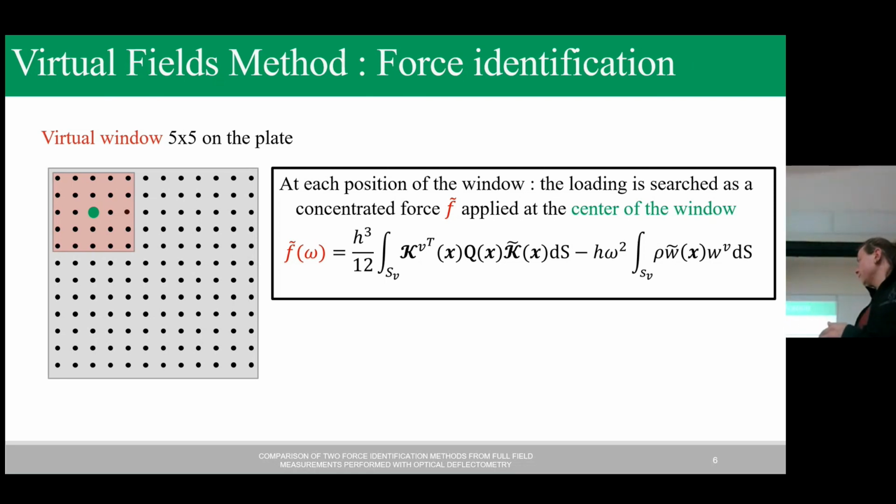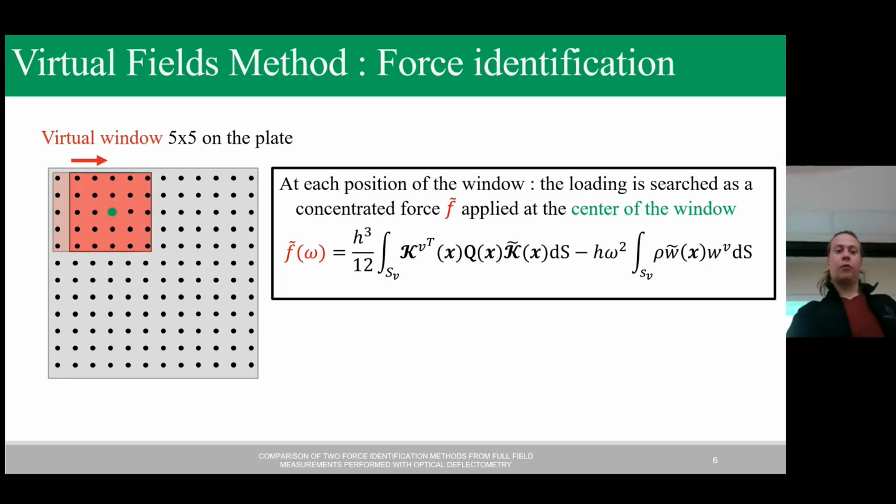Once this is done, we move our virtual window to the next position. We do the same thing. We move it again, and like that, we scan all the plate, and for each position of the window, we get a force applied at the center of the window. And that's how we estimate the force applied on our plate with the virtual field method.